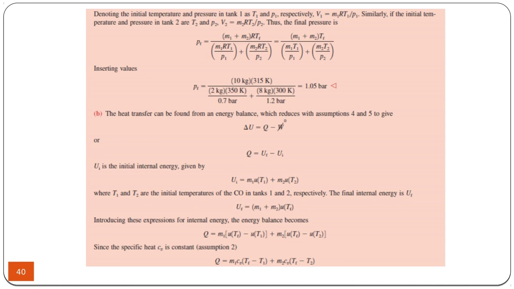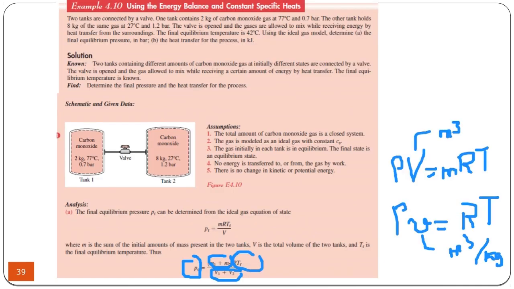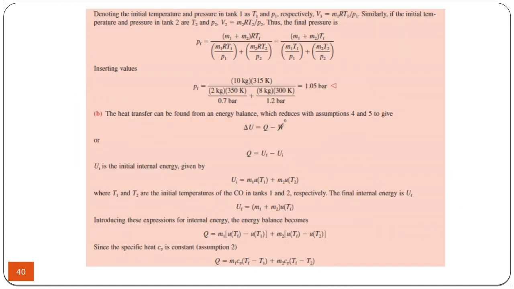In order to rationalize the result, we can compare it with the initial pressures. The initial pressure in the first tank was 0.7 bar. The second was 1.2 bar. We cannot say the final pressure is going to be exactly the average of them, but it should be something in between. So if you check, the average pressure is almost 1 bar, and according to the calculation, the final pressure is 1.05 bar, which seems to be reasonable.